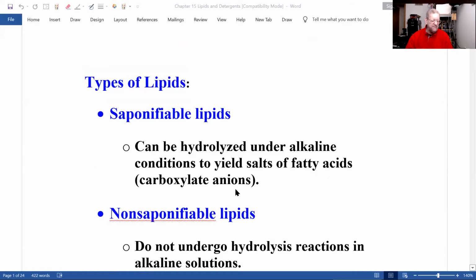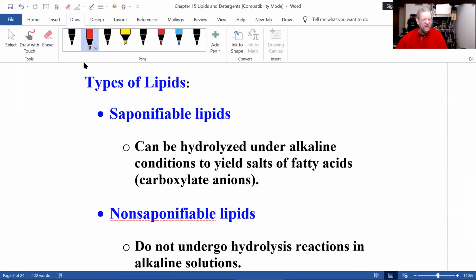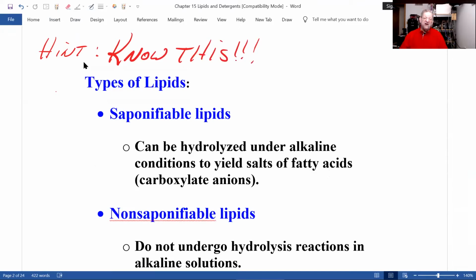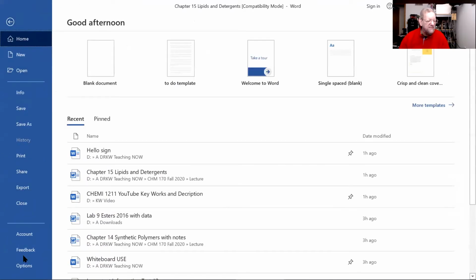Now, it turns out, and by the way, this is material for test 4. A subtle hint, know this. There are 2 types of lipids. One is called saponifiable lipid. The other is non-saponifiable.